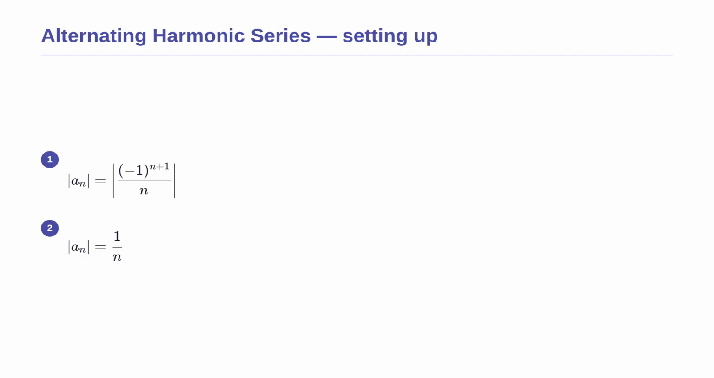Let us apply our test. We place absolute value bars around the general term to test for absolute convergence. Once again, the absolute value operation removes the alternating sign component entirely. This turns the numerator into a constant positive one. The denominator, n, represents the position in the series and is a positive integer, so it stays exactly the same. The resulting term is simply 1 over n. This means the series of absolute values is the standard harmonic series, which is the sum of the reciprocals of all positive integers.